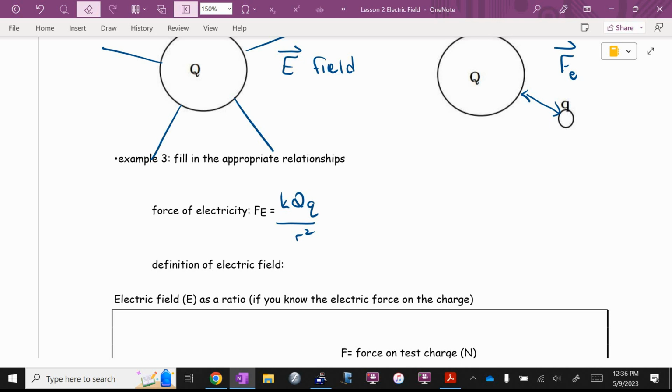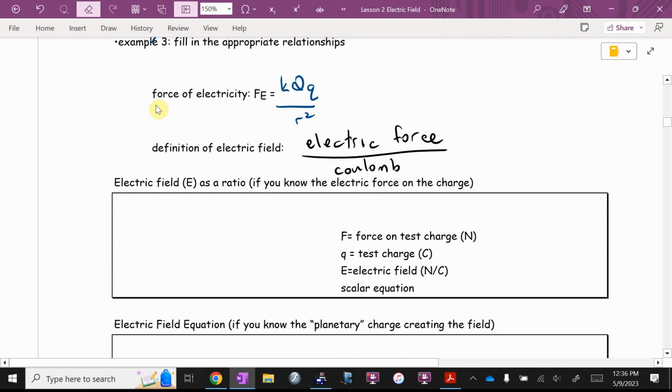The definition of electric field, if the definition of gravitational field was gravitational force per kilogram, the definition of electric field is electric force per coulomb, per charge, which gives us our first equation for electric field. The electric field, if you know the electric force that a charge is experiencing and you know how big that charge is, that will let you calculate the electric field.